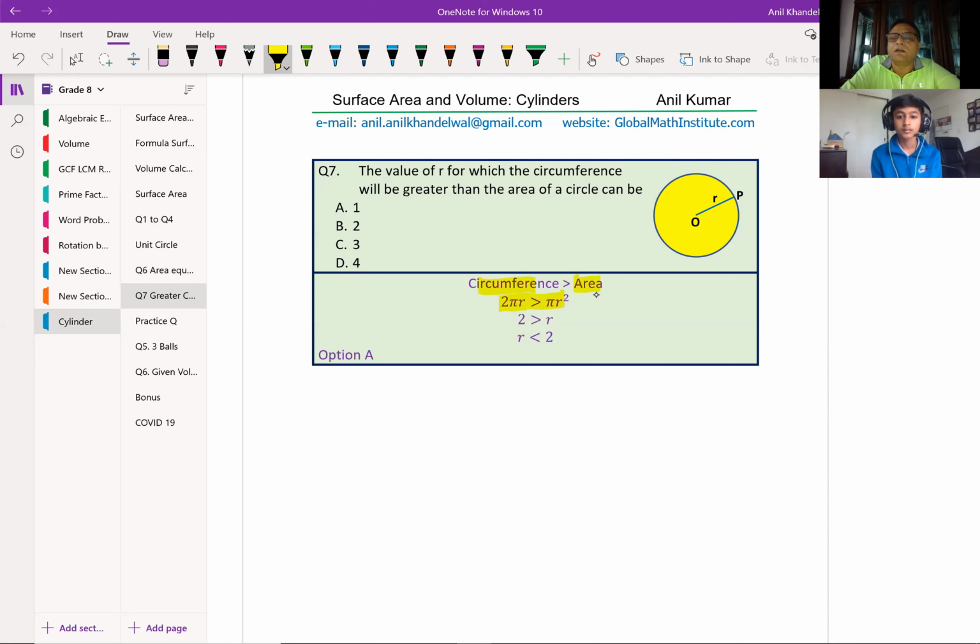That means 2 pi r should be greater than pi r squared, right? So when you cancel out pi and one of the r's, you are left with 2 greater than r, or r is less than 2. So if the radius of the circle is less than 2, circumference will be more than the area. The only number which is smaller than 2 is a. Therefore, that becomes your answer. Is that clear? So for a circle with radius less than 2, circumference is going to be more than the area. For 2, both will be of the same size.